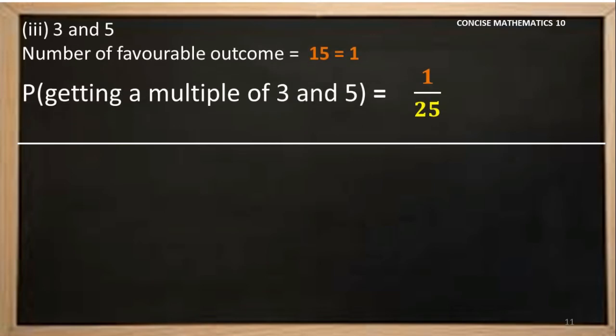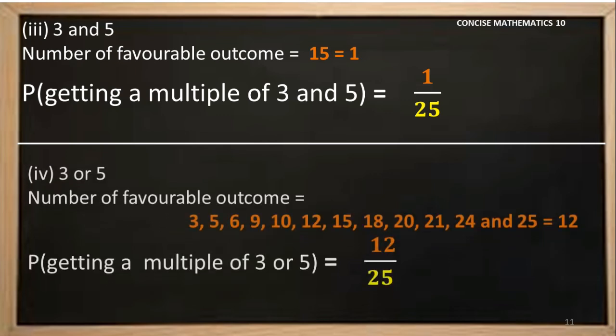Both the conditions should be satisfied, that is a multiple of 3 as well as a multiple of 5. So 3 is a multiple of 3 and not a multiple of 5. Then 6 is a multiple of 3 and not a multiple of 5. And 5 is a multiple of 5 but not a multiple of 3. Like this, if you go on checking both the conditions, the only number we can find is 15. Hence the favorable outcome is equal to 1, that is, the probability is 1 by 25.